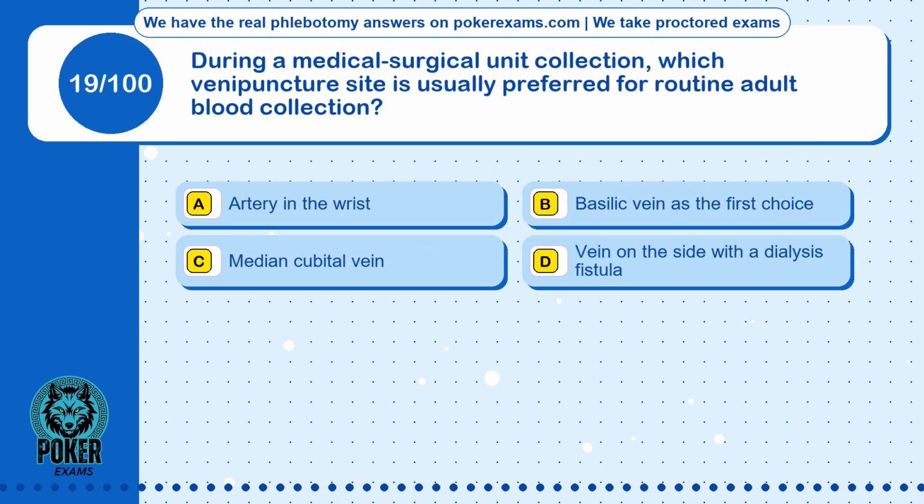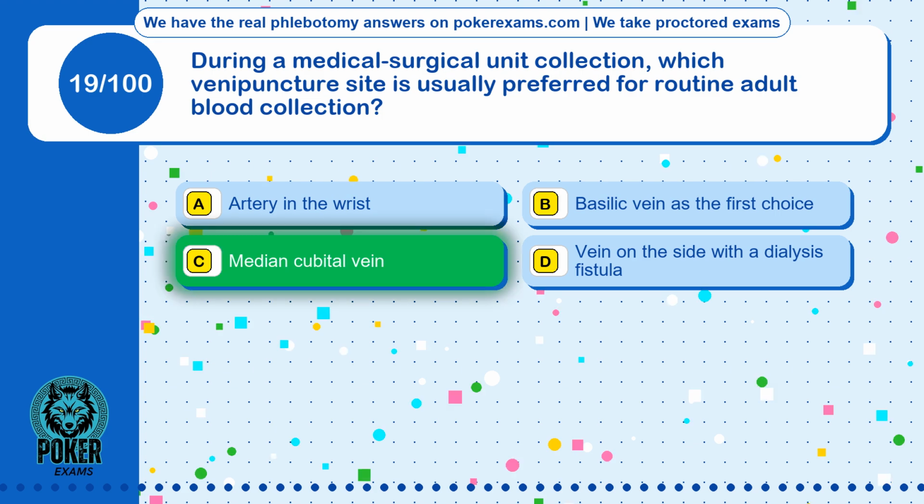Question 19. During a medical surgical unit collection, which venipuncture site is usually preferred for routine adult blood collection? Option A. Artery in the wrist. Option B. Basilic vein as the first choice. Option C. Median cubital vein. Option D. Vein on the side with a dialysis fistula.